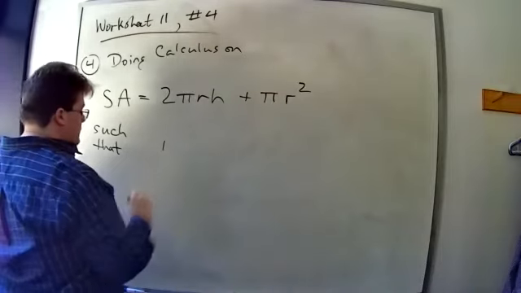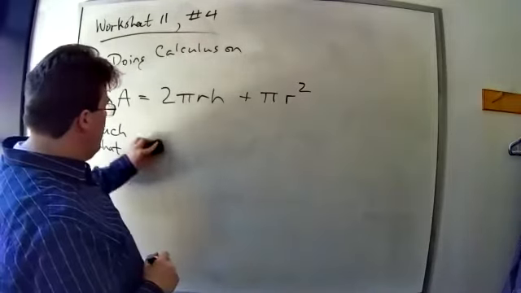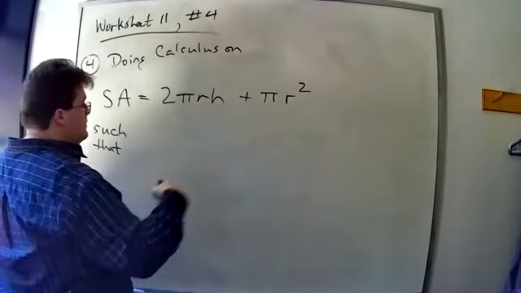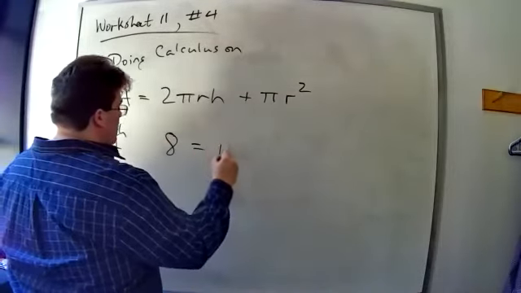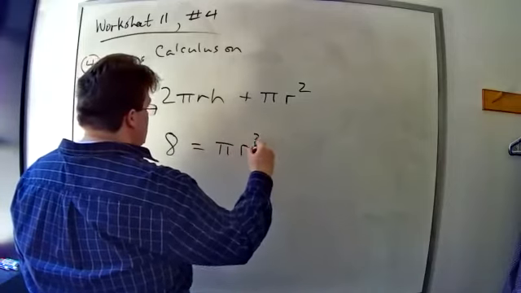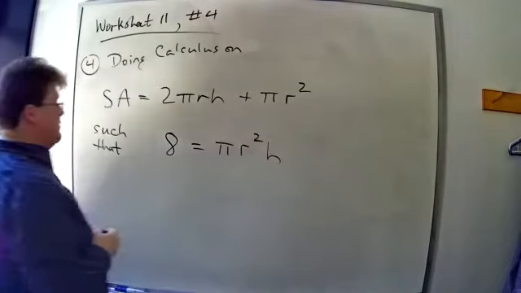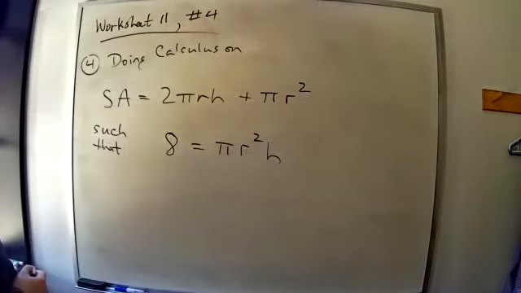Volume is 8. So what's the volume of a cylinder? Well, it's the area of the base, pi r squared, times the height. So such that 8 equals pi r squared h. Any questions on getting those two equations?